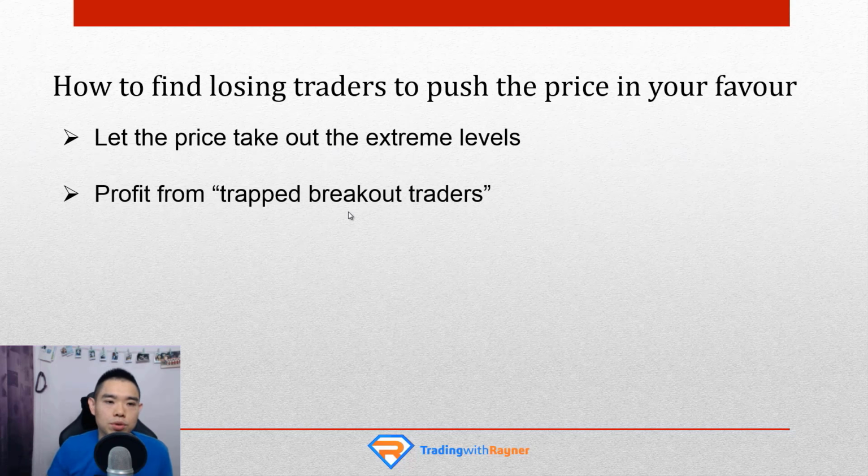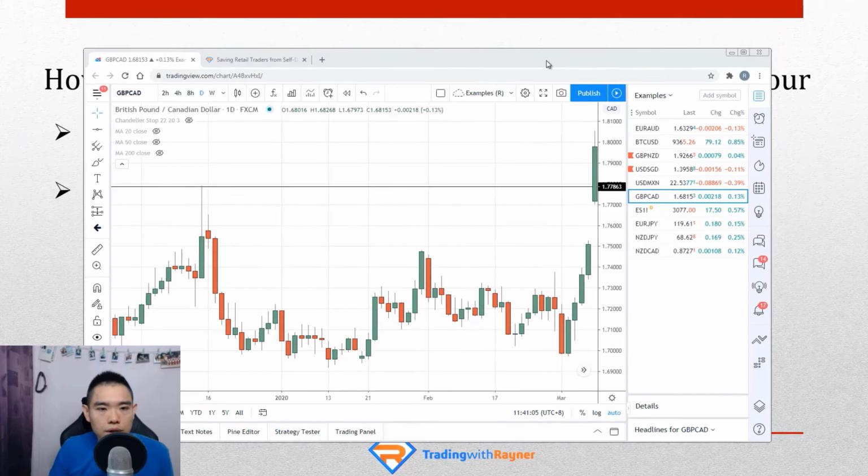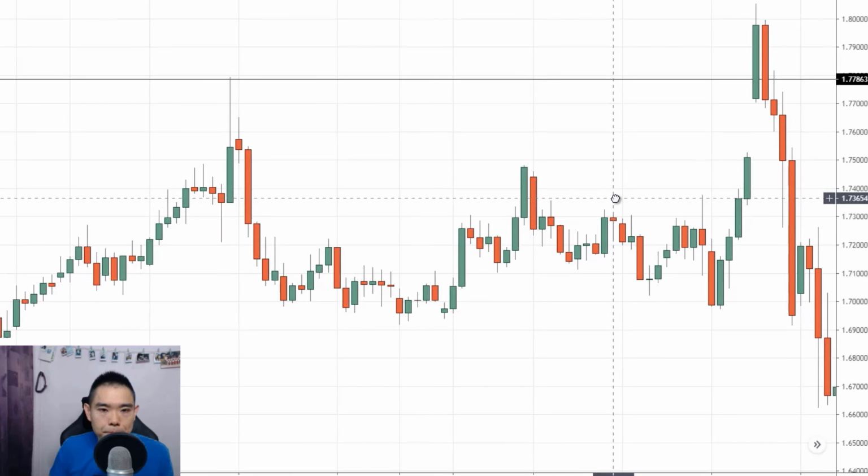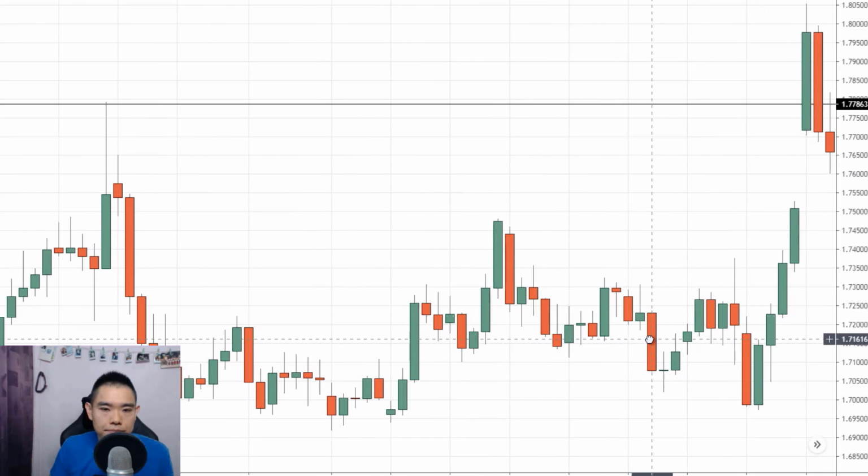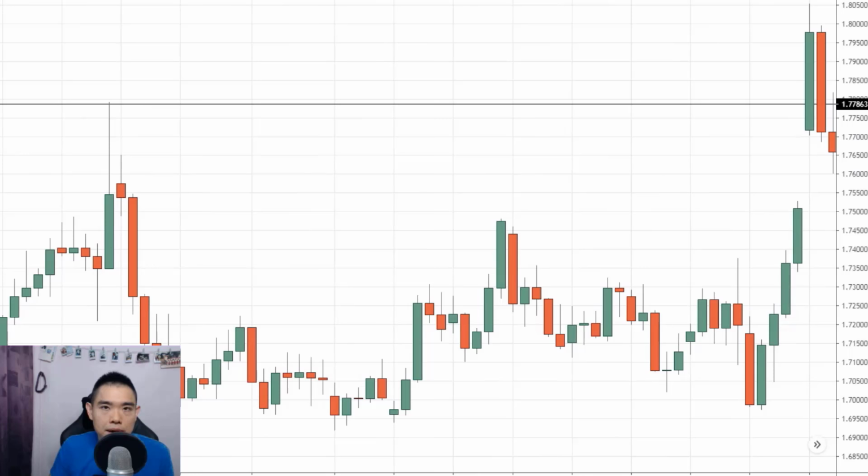So again, I'll explain how this works. You can see over here, at this point, this market has taken out this high over here. This is the extreme high of resistance. Not this one, but this one here. And why is this significant? Because let me ask you, when you see the price break out of the extreme high, what's your thought process?